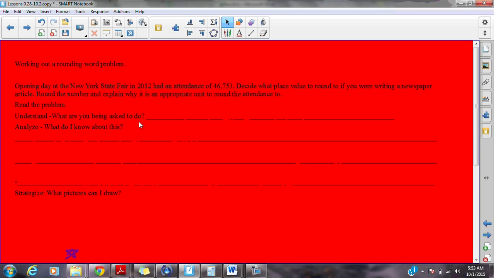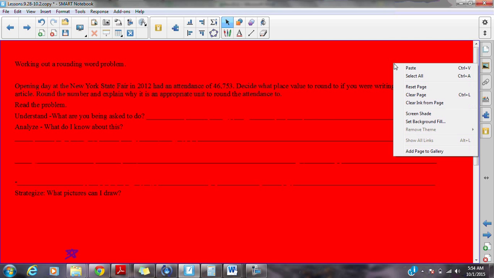What is the question here? Or the task? The task says to round the number and explain why it's an appropriate unit to round the attendance to. That's what I'm being asked to do. To round the number. What number? This number they give me, 46,753, and explain. So I have two things that I have to do. So when I write on this line, I am simply writing what the question is, or what the task asked.